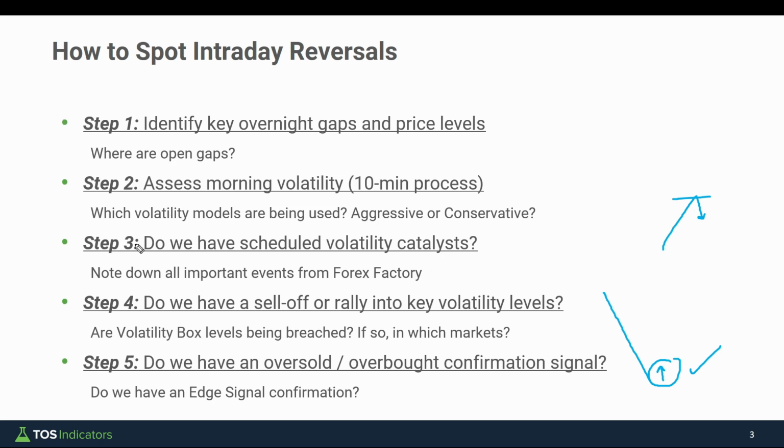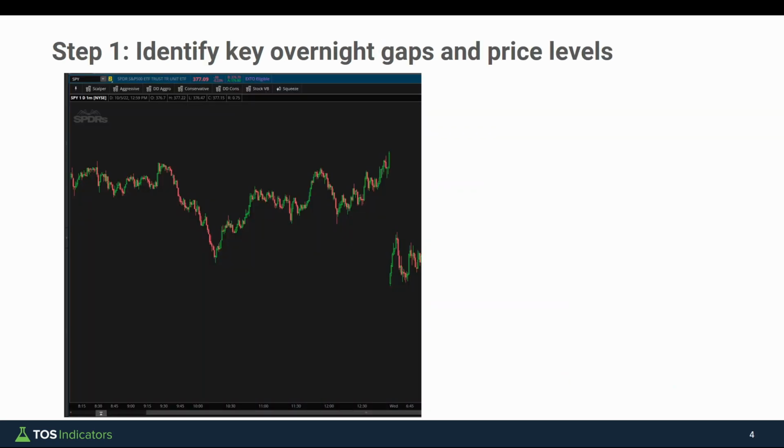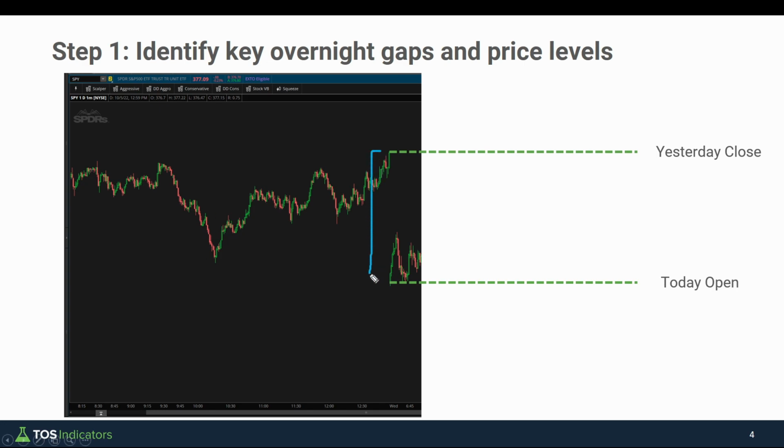Now let's apply these 5 steps on the S&P today, step by step. Let's start with step number 1, which is identifying our key overnight gaps and price levels. Here's the SPY ETF. I think this makes it very easy to spot the gaps. We can see yesterday's close here, and we can see this morning's open with price activity. In between these two prices, we have a gap, and this is where price can flow freely towards and between. So now we have a baseline compass that we can use for our navigation.